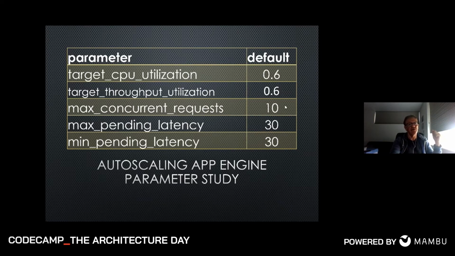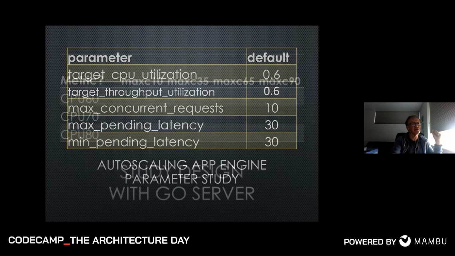They never explore what difference it makes. And a CPU utilization of 60% before you spawn another instance, maybe it's a bit low, who knows? 10 concurrent requests per instance, maybe that's a bit low for your workload. So what we did was we designed an experiment.